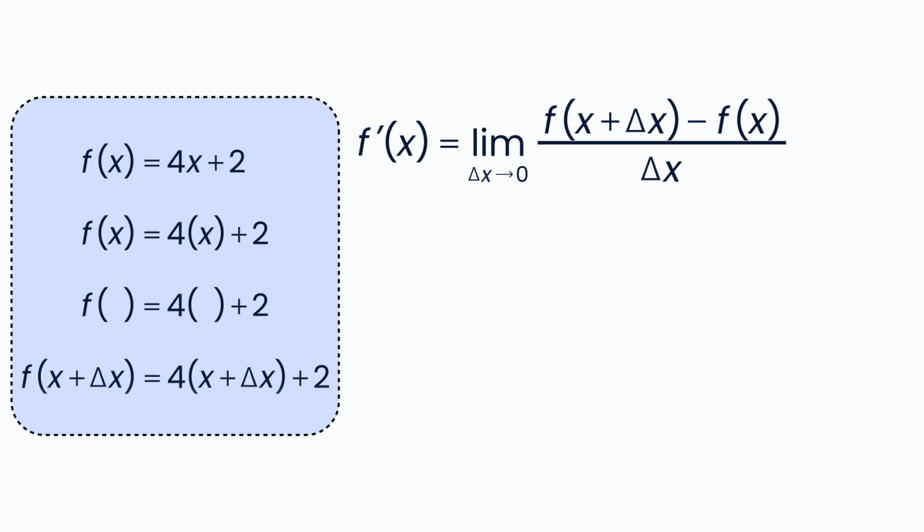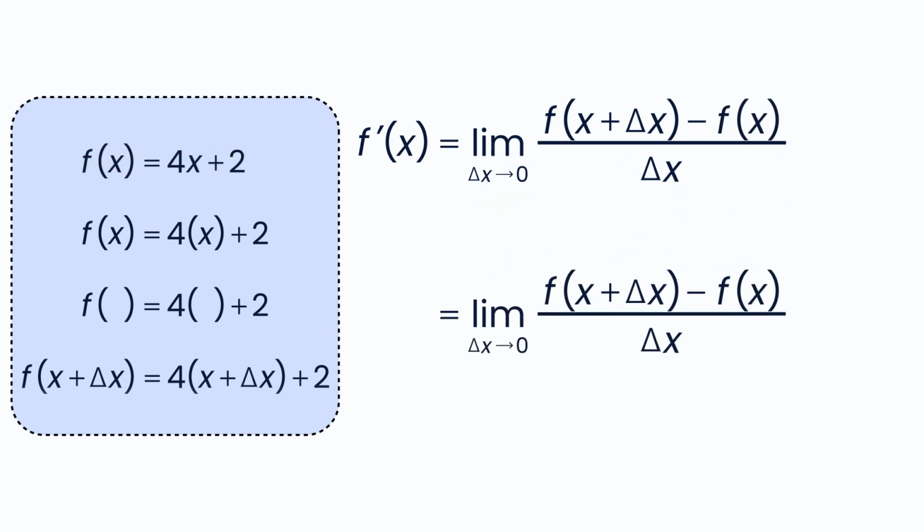Again, it can be a little confusing that there are several x's, but keep thinking of them as two different friends with similar names. The second expression in the numerator is just f of x itself. So here, you just write 4x plus 2 in place of f of x. Now, you substitute the expressions into the definition.